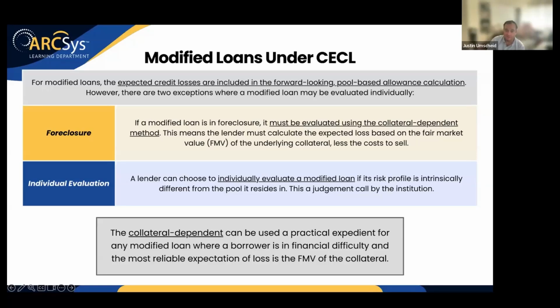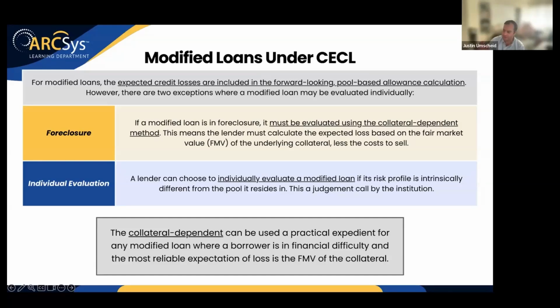Then lastly, individual evaluations can be made on modified loans. Again, going back to the definition within the standard of when this should be used, it would be when that modified loan now has a risk profile so intrinsically different from the pool it resides in that the pool's risk doesn't capture the risk of this one individual loan. In those situations, it would also be appropriate, or you could build that in, as an individual evaluation. So just keep that in mind.